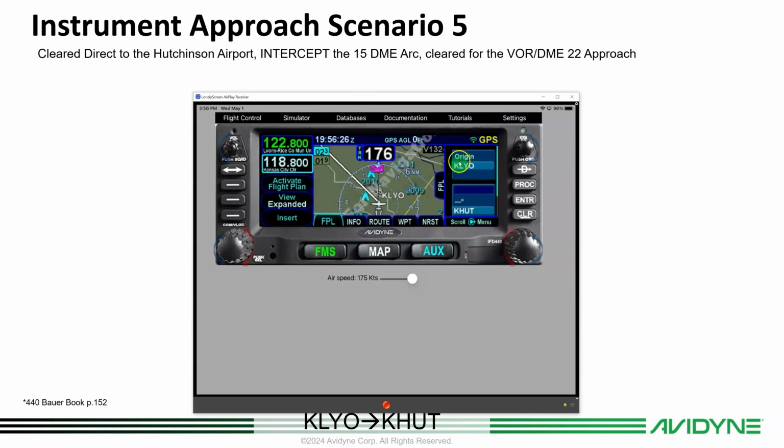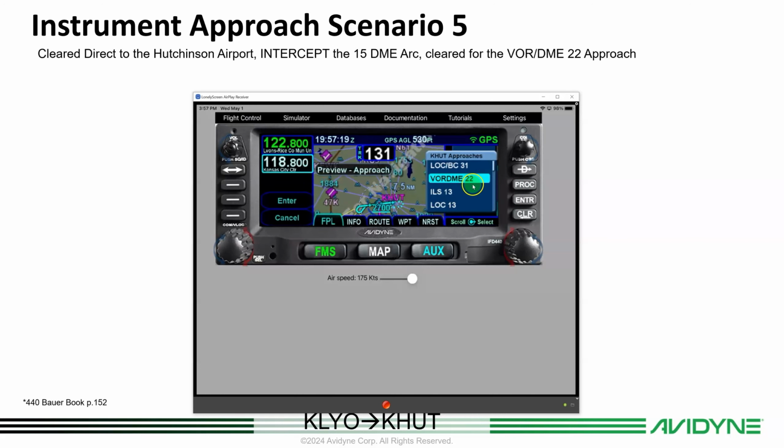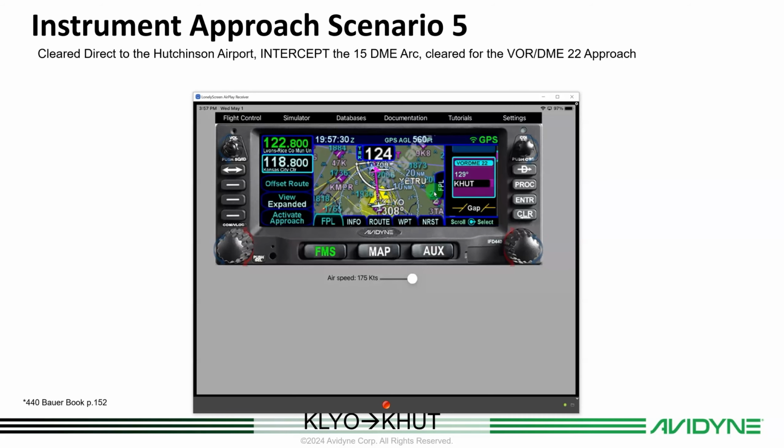So here I've got the flight plan loaded from Lyons to Hutchinson. So let's load the approach. Let's go ahead and activate the flight plan, and so we can get flying. Okay, we're climbing out. So let's go ahead and load our approach. Just hit the procedure button. We want the VOR DME 22. We enter that, and we're going to select Yatru as our IAF because we're coming in from that direction. So now you can see on our map, we're climbing out.